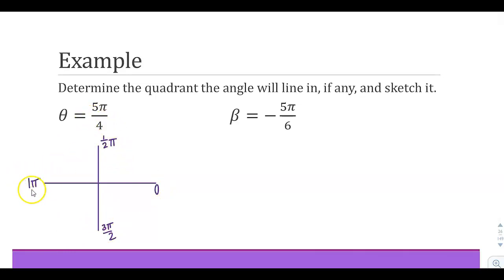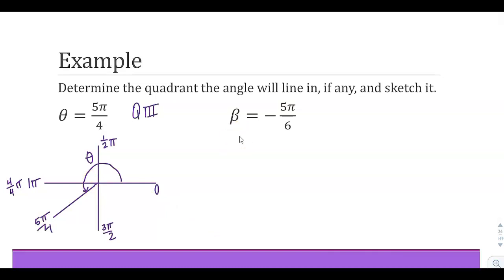So 5 pi over 4, well, what I'm going to remember here is that 1 pi is the same as 4 over 4 pi. So I need to go an extra fourth. So 5 pi over 4 is going to be right here. So I need to connect that. So this is 5 pi over 4. So it's going 1 pi and then another fourth of the way. That is my angle theta. So the answer here, the quadrant, is quadrant 3.